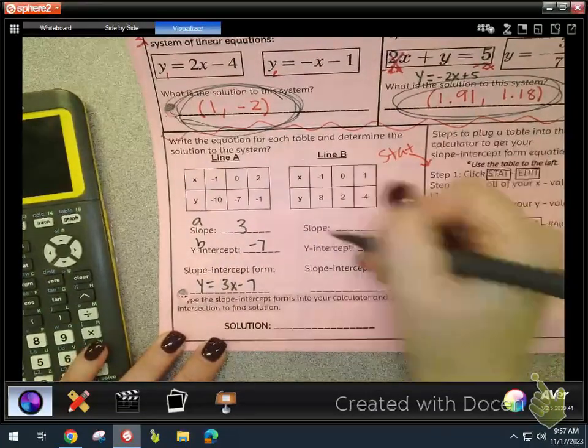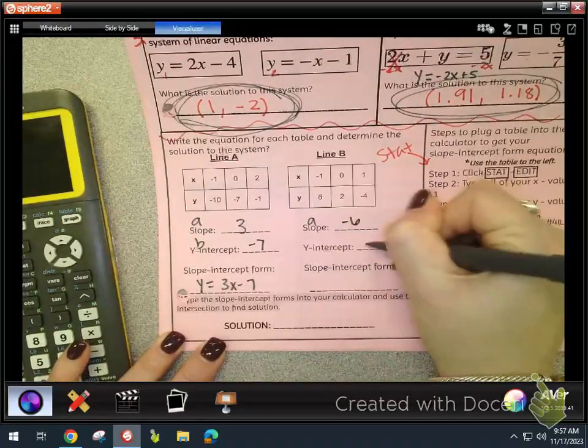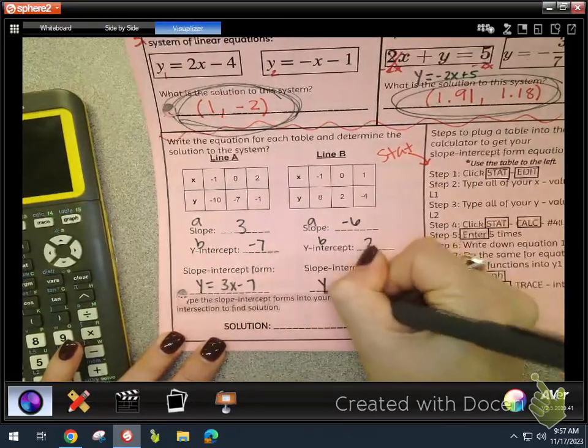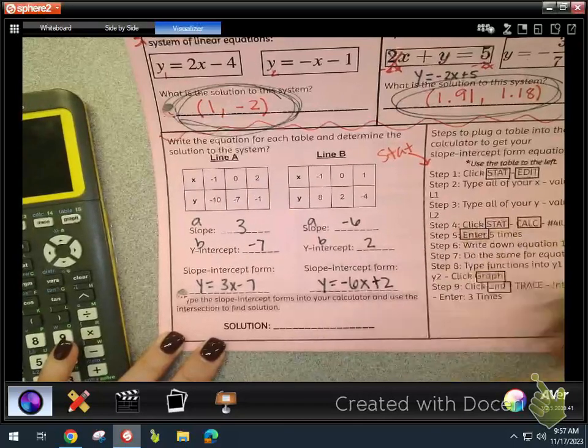Line B, what was your slope? Again, your A value. -6. What's your y-intercept? 2. That was your B. And so your equation is y equals... So that's how we write it.